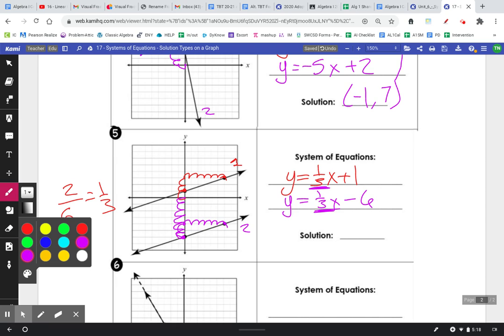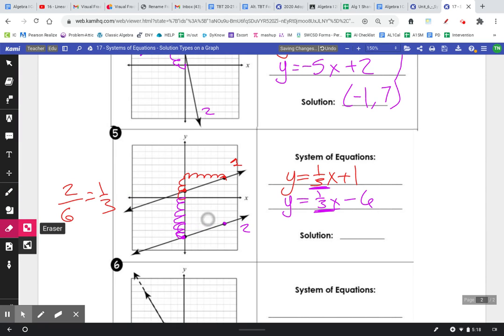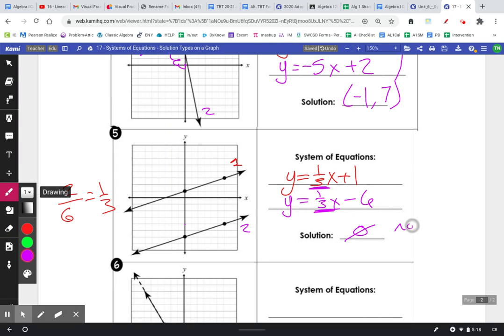A solution, remember, is where they cross. These ones, they don't cross. There's not a single point on these lines, even when they go forever left and right. So there's no solution. We're going to go ahead and put that symbol that says no solution.